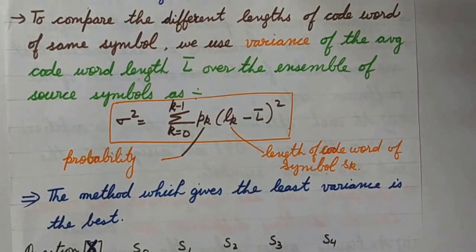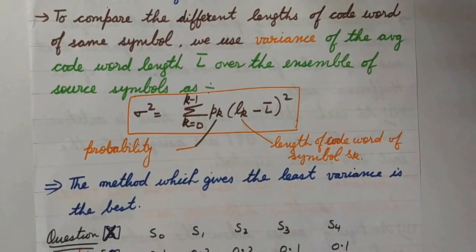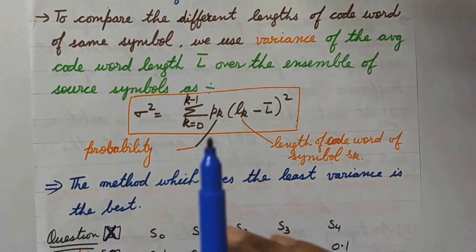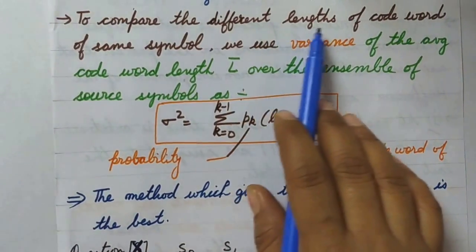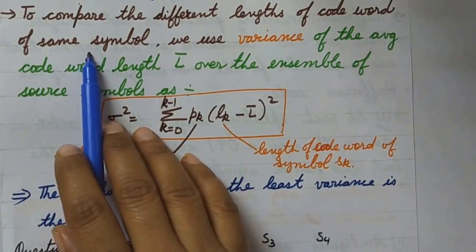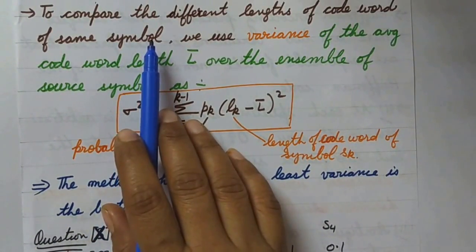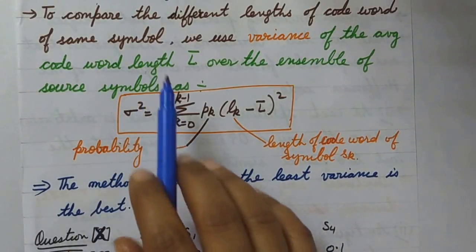Now since the average code word length is the same, but the individual code word lengths are different, when these two methods are used and L bar is the same for both, how do we compare which one is better? For that purpose, we use another parameter, that is the variance. To compare the different lengths of code words for the same symbol of message, because if you opt for these two different methods, then the same message will have different code words in both methods.